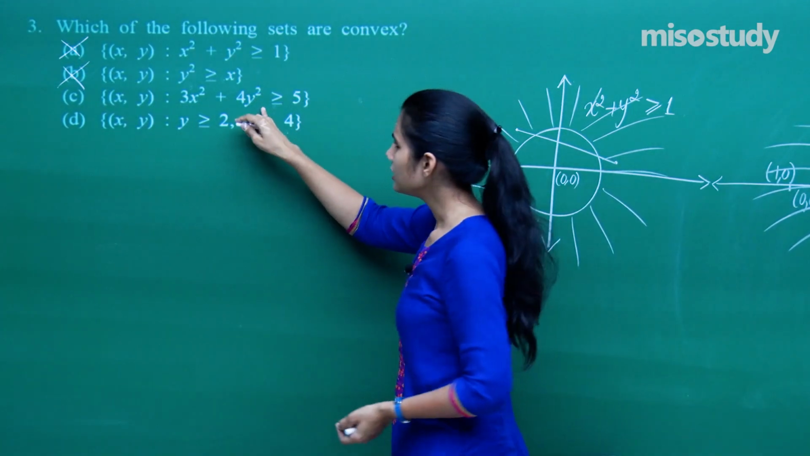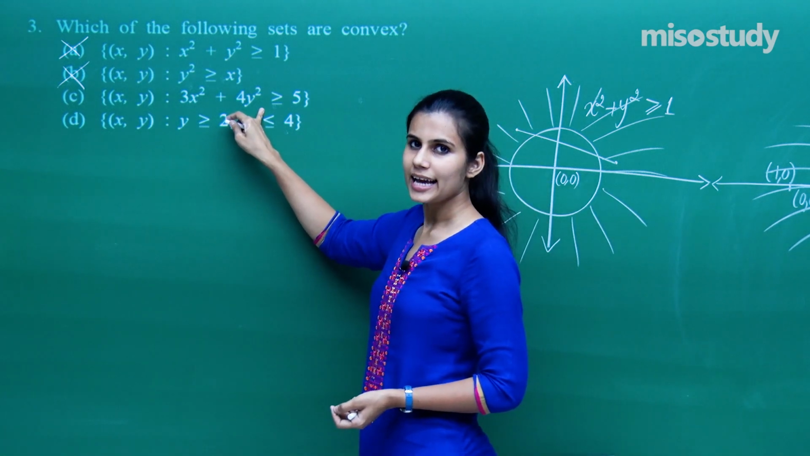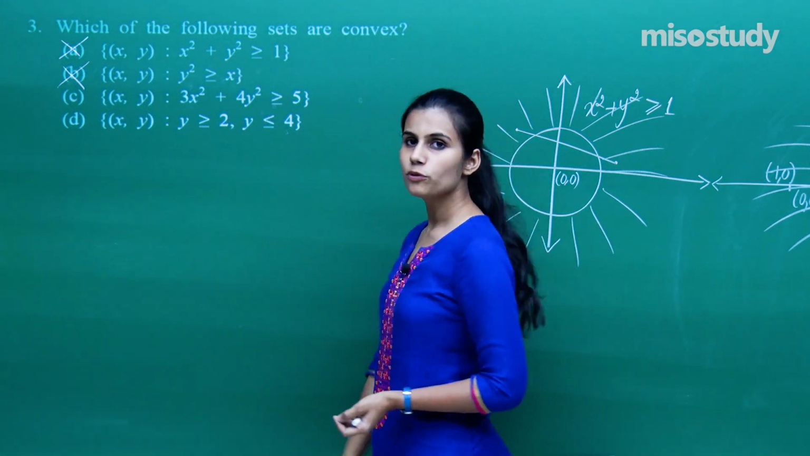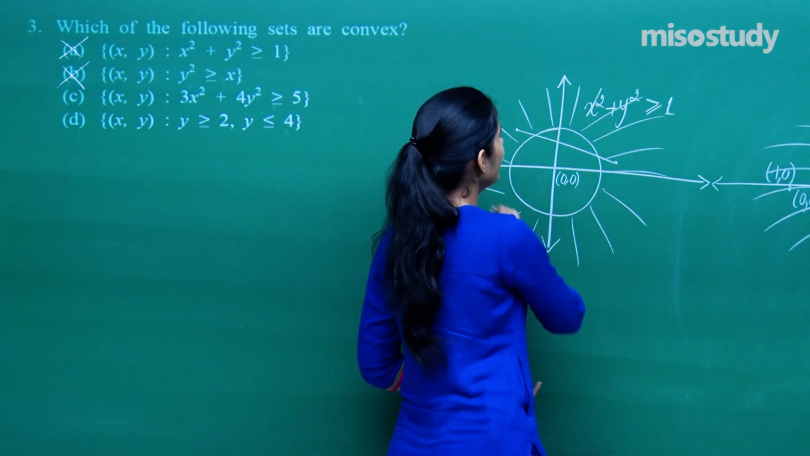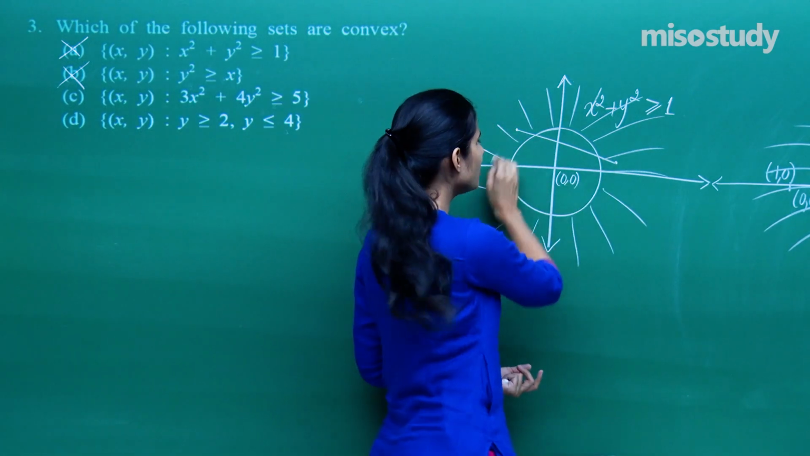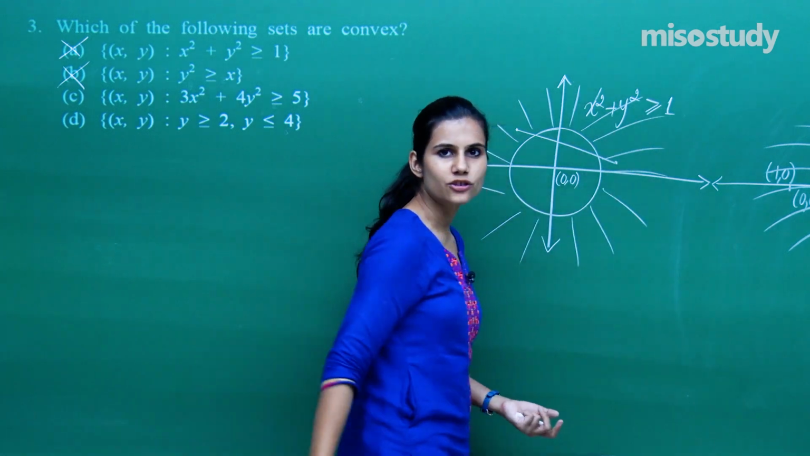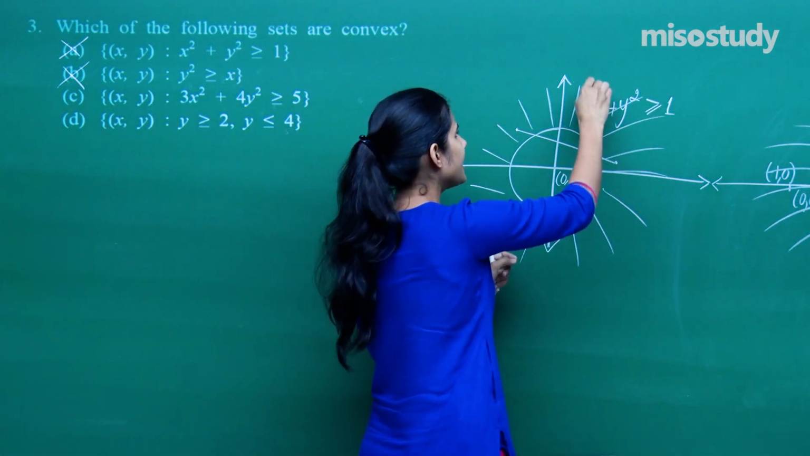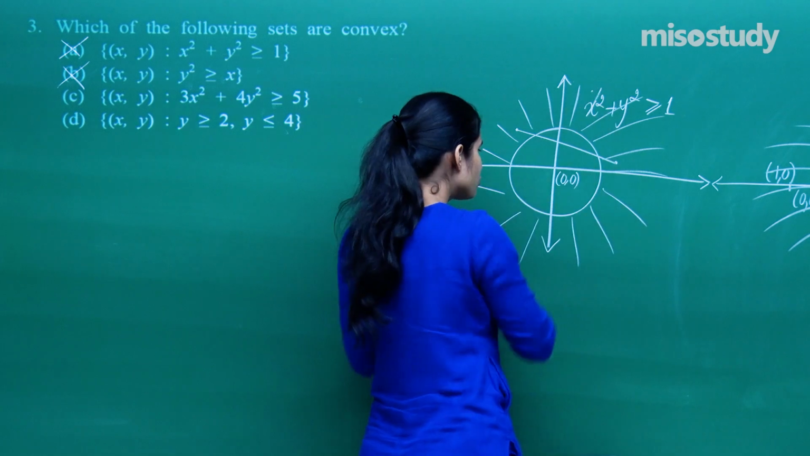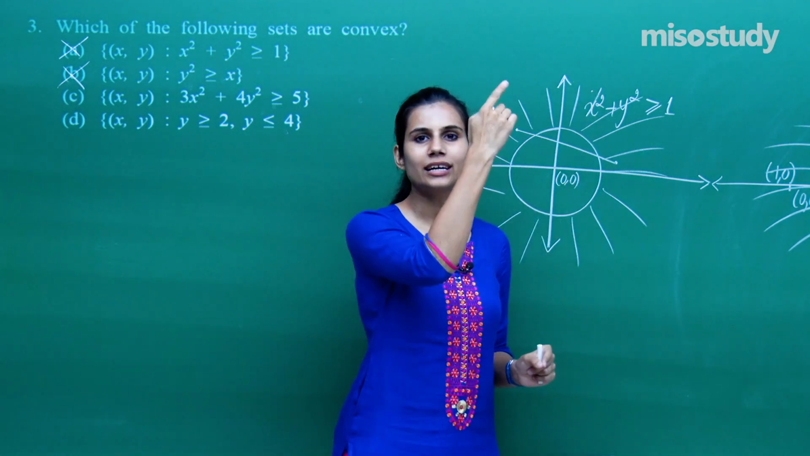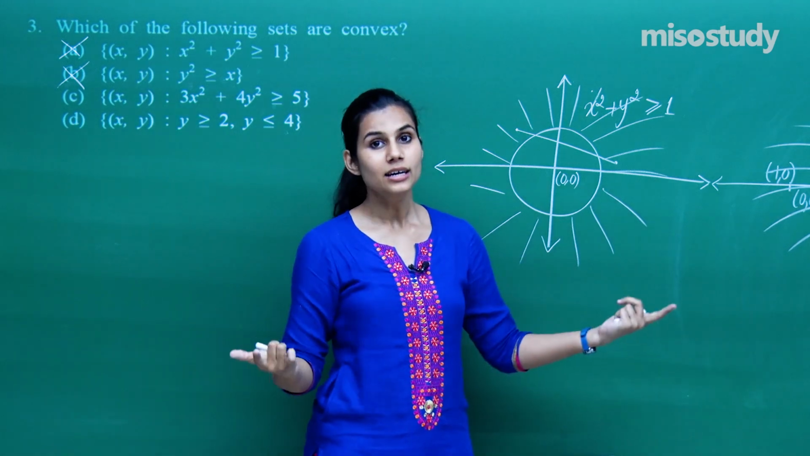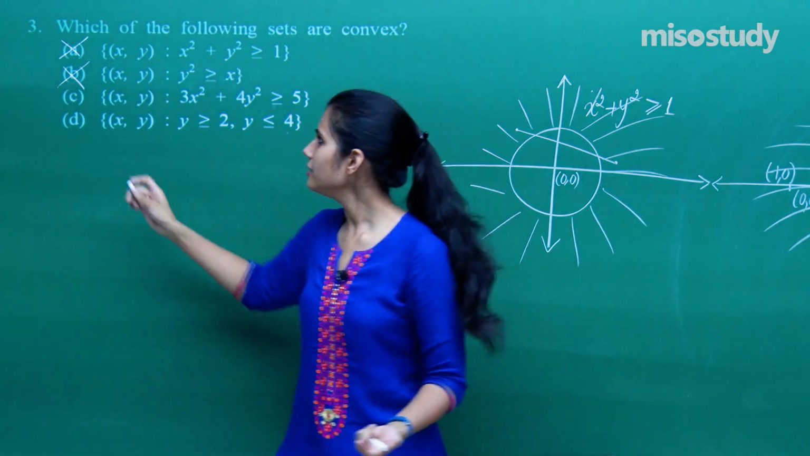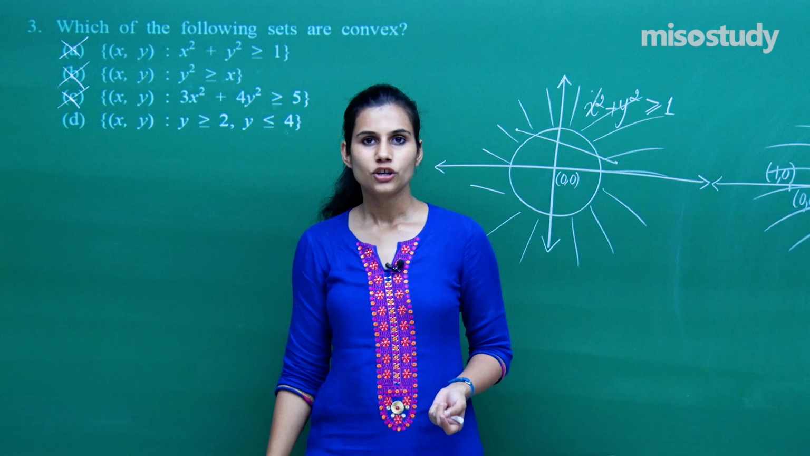If you talk about the third case, again it is representing an ellipse and greater than or equal to something, that means it is the exterior of the ellipse. So again the situation will be, the ellipse will be here and the exterior of the ellipse is actually my region. If you take any 2 points in the exterior of the ellipse and join them, the line segment is going to cut through the ellipse. That means the entire line segment is not going to lie in the exterior of the ellipse. Therefore again this is also not a convex set.